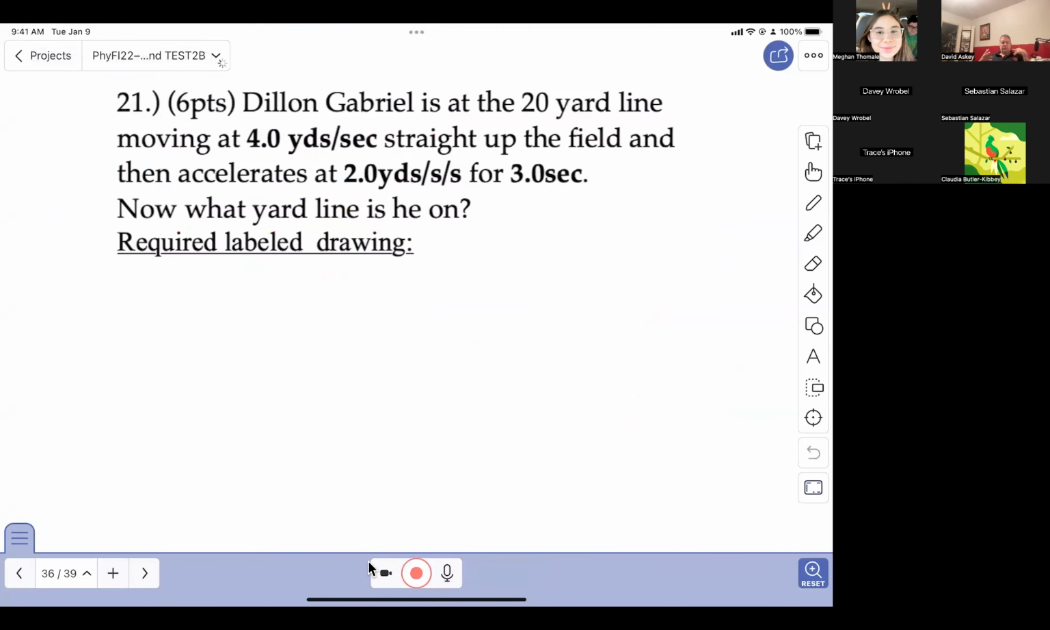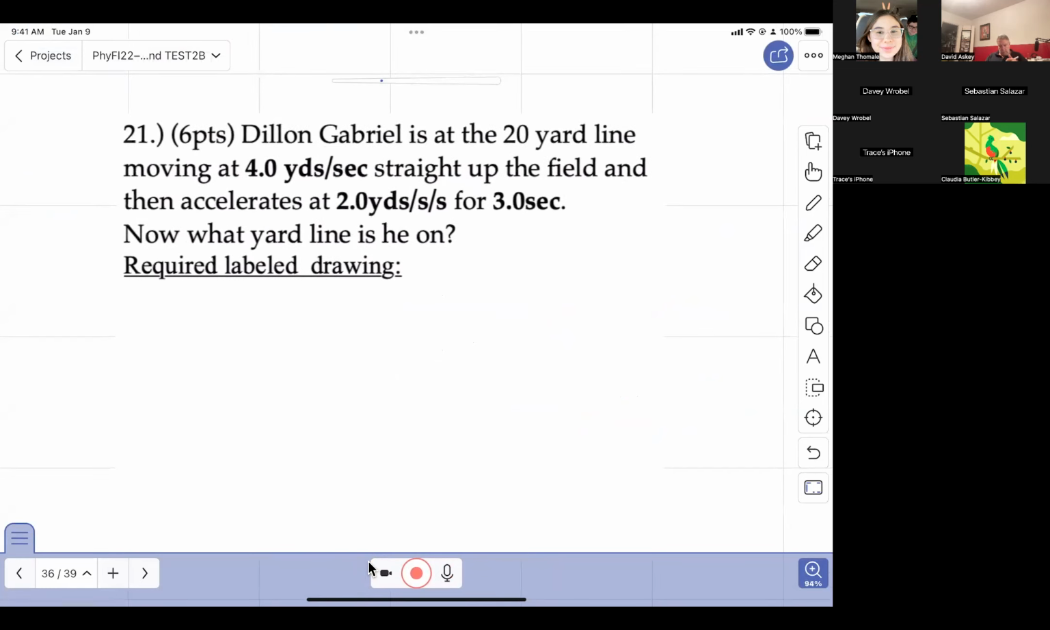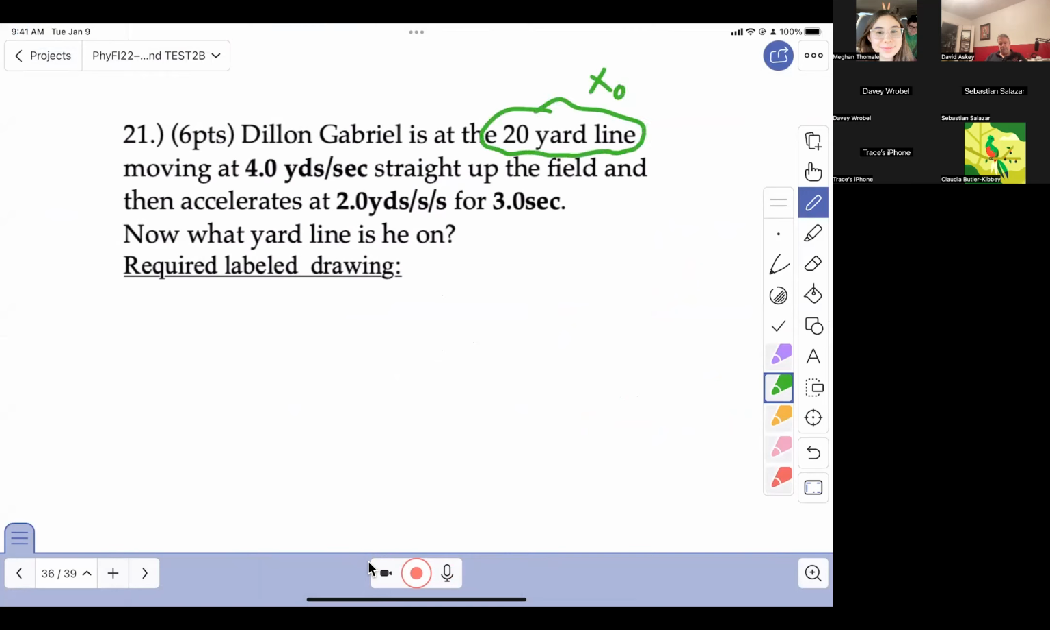Dylan Gabriel, so here we are at the 20-yard line. All right, so this is a new problem. I just wrote this last week. The 20-yard line does kind of play a role. That's sort of like your X naught. That really is your X naught. I didn't boldface it, I should have.